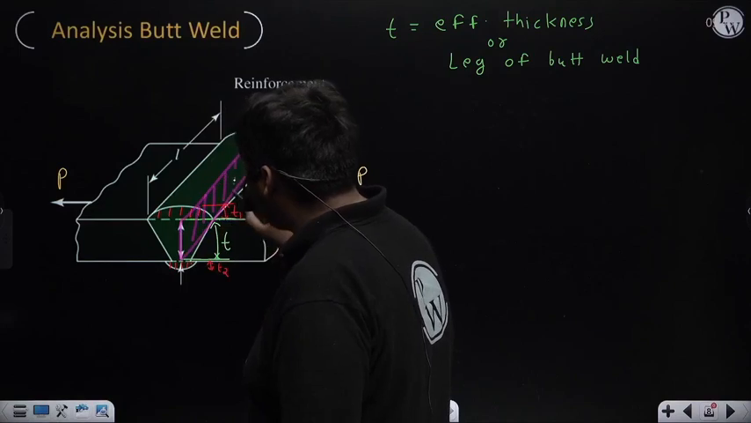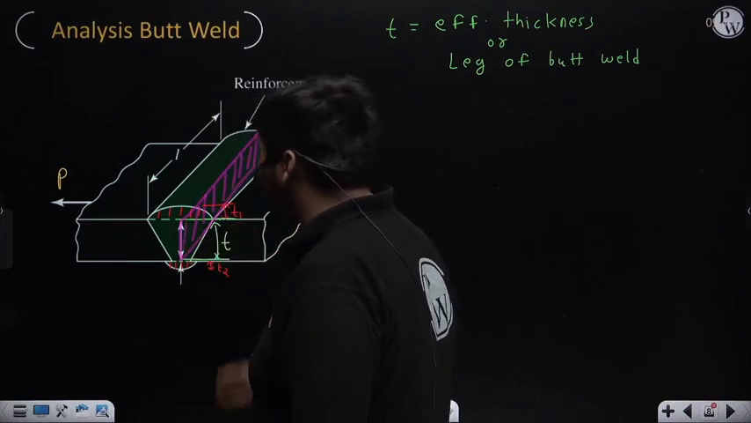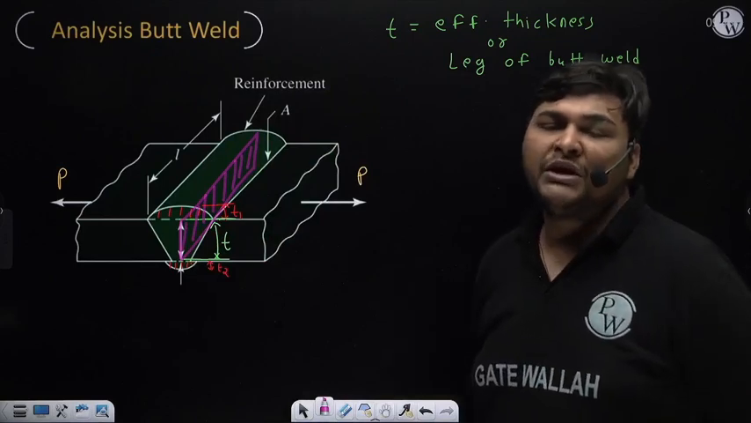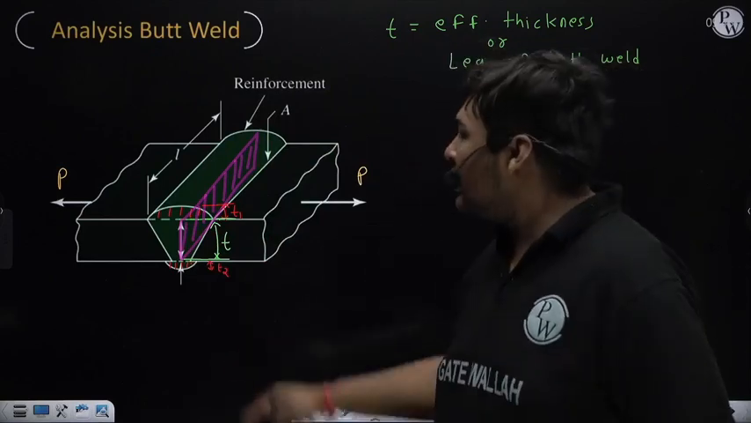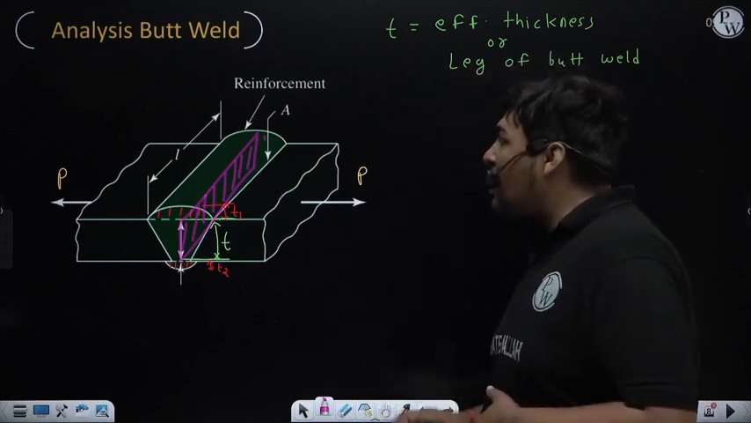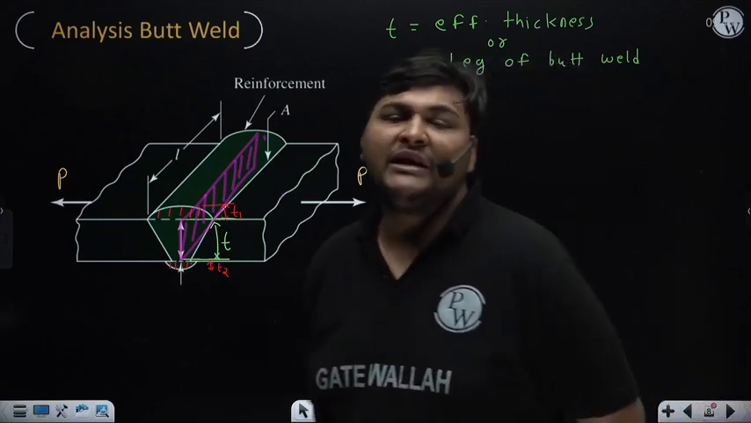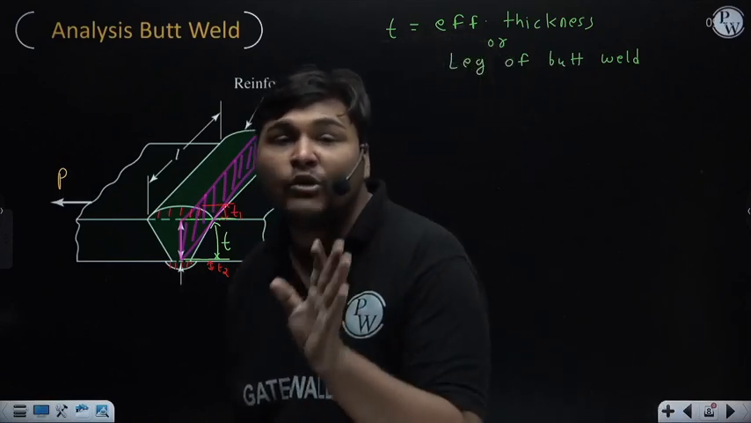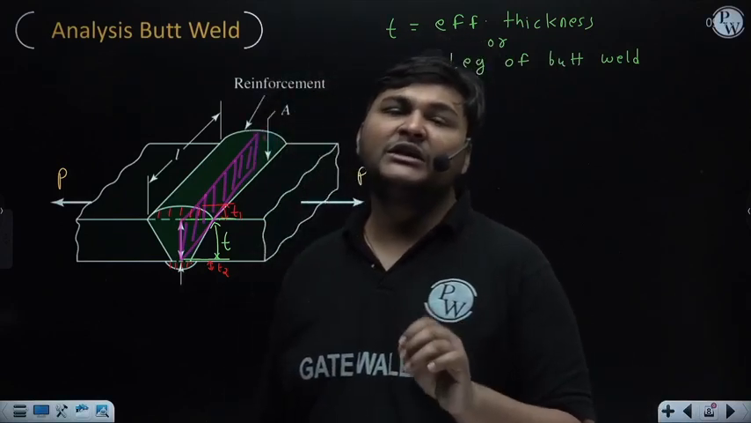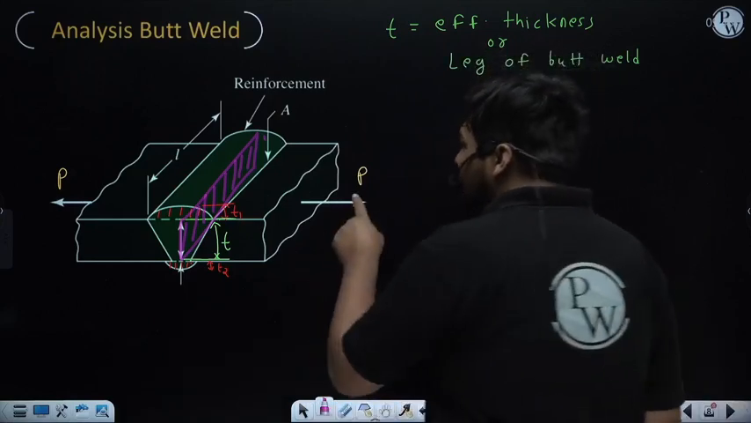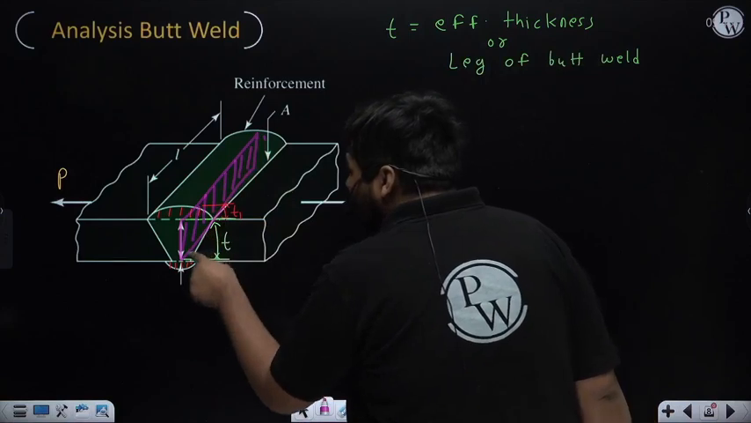Now I have to calculate in this plane which type of stress is induced due to this force P. For that we need to see whether this force P is perpendicular to this plane or along this plane. If force P is along this plane, definitely shear stress will be induced in this plane. If force P is perpendicular to this plane, definitely normal stress will be induced in this plane. So right now you can see this force P is perpendicular to this plane.